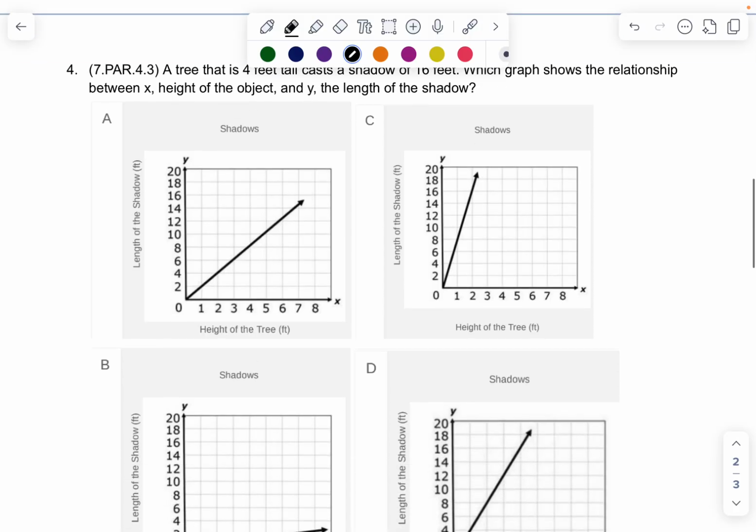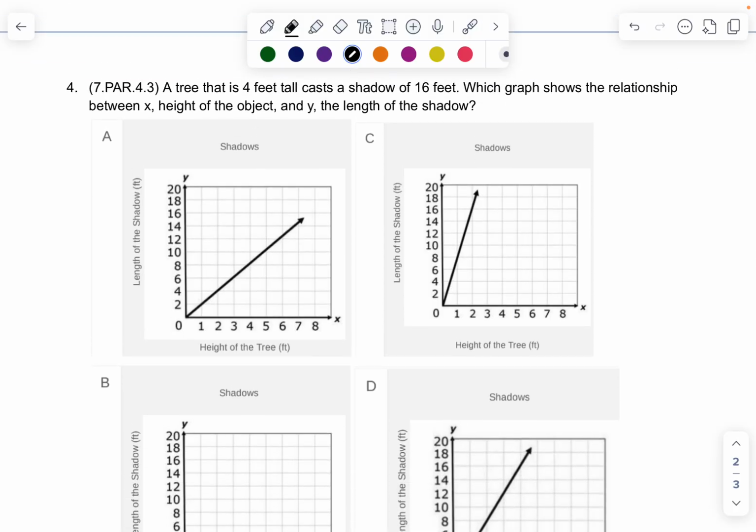All right. A tree that is 4 feet tall casts a shadow of 16 feet. Which graph shows the relationship between X, the height of the object, and Y, the length of the shadow?